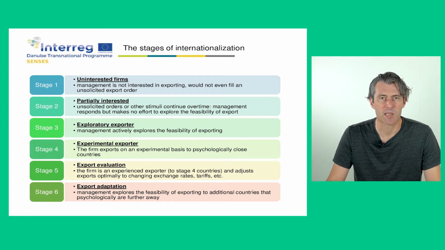Stage 3. Exploratory exporter, where management already actively explores the feasibility of exporting. Stage 4. Experimental exporter. The firm exports on an experimental basis to psychologically close countries. Stage 5. Export evaluation. The firm is an experienced exporter and adjusts exports optimally to changing exchange rates and tariffs. Stage 6. Export adaptation, where management explores the feasibility of exporting to additional countries that are psychologically further away.